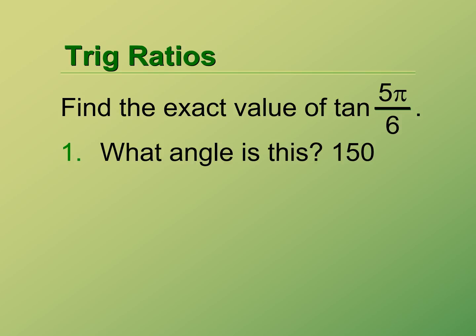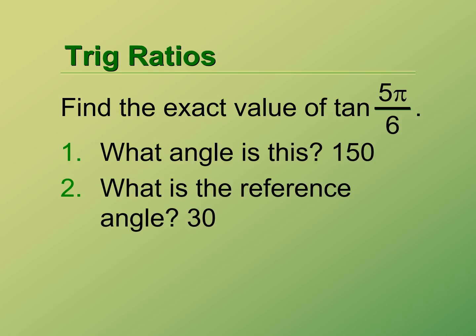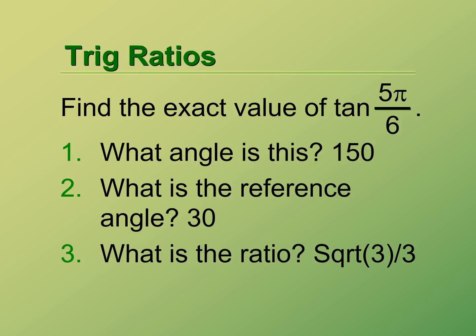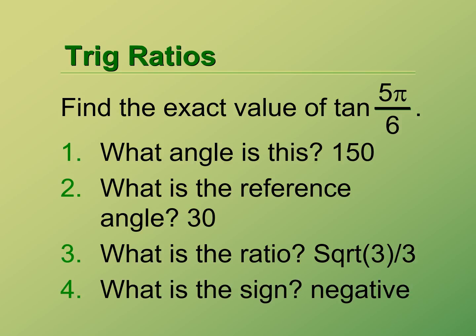And 150 is in the second quadrant. So we know we have a reference angle of 30, because 180 minus 150 is 30. And now that we know the reference angle, we can find tangent. So tangent of 30 is going to be the square root of 3 over 3. And then because we are in the second quadrant, we know that our final answer is going to be negative. So it'll be negative square root of 3 over 3.